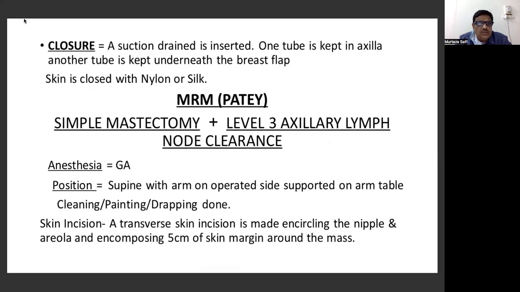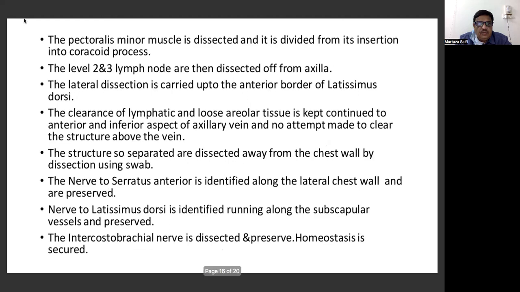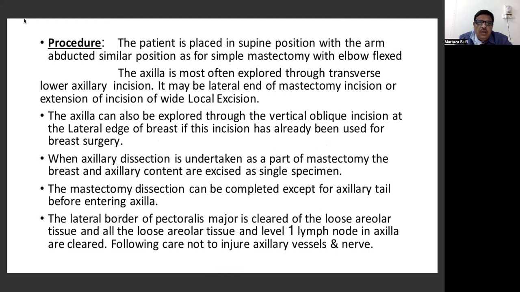We have already discussed axillary lymph node dissection. Once again, the patient is placed in a supine position with the arm abducted, a similar position as for simple mastectomy, with the elbow above. The axilla is most often explored through a transverse lower axillary incision. It may be the lateral end of the mastectomy incision or an extension of the incision of wide local excision. The axilla can also be explored through a vertical oblique incision at the lateral edge of the breast if this incision has already been used for breast surgery.